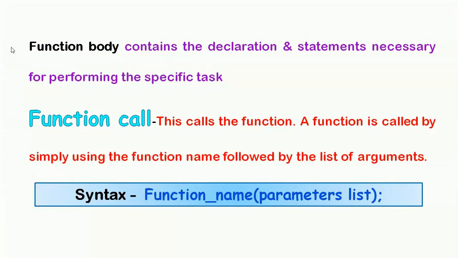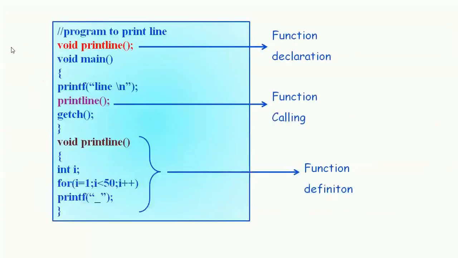Next element of function is function calling. We declare the function, we define the function. For repeating the code of function again and again, we need to call the function. So for calling the function, syntax is function name and parameters list and then semicolon. Here we do not need to declare the list of parameters. We just need to type the name of that variable which is passed as an input from calling function to the called function.